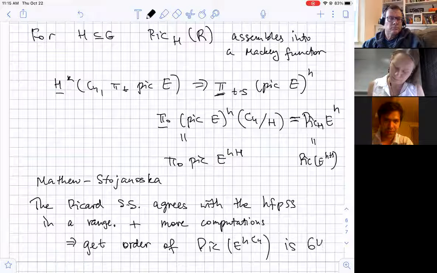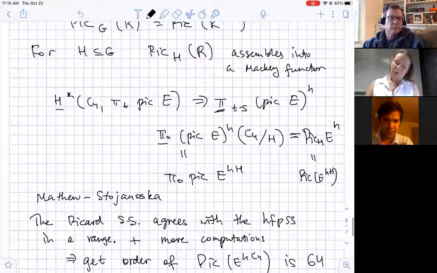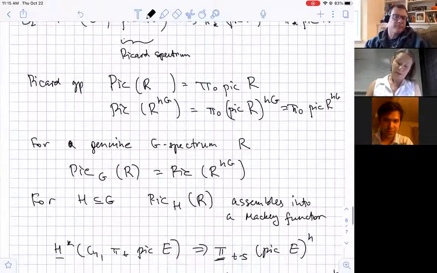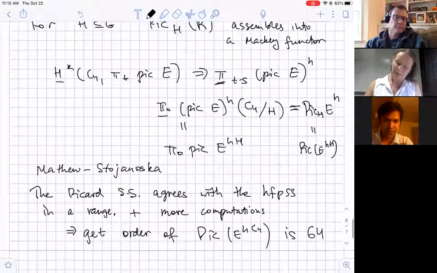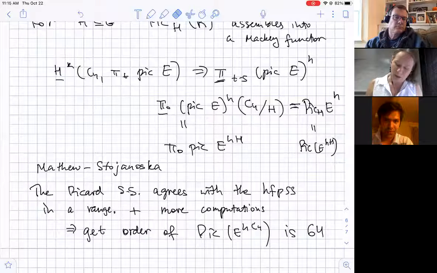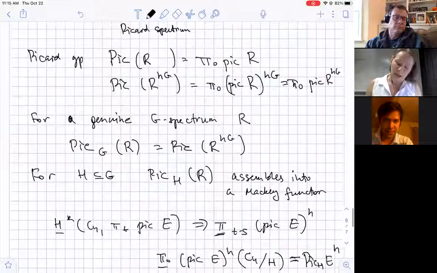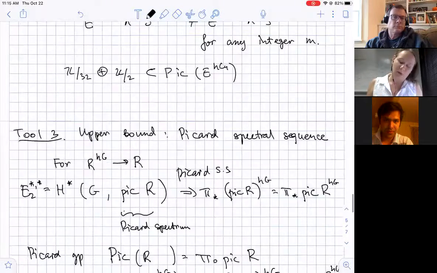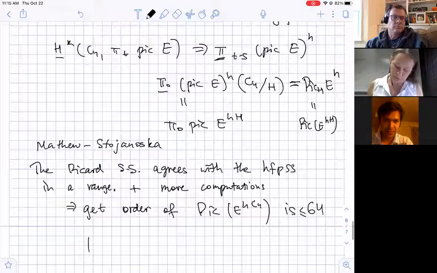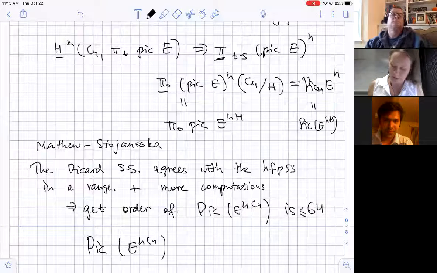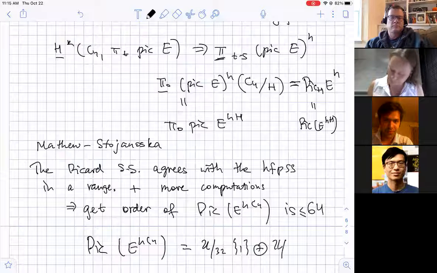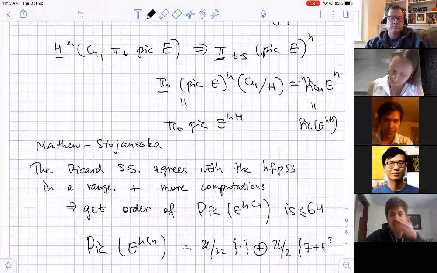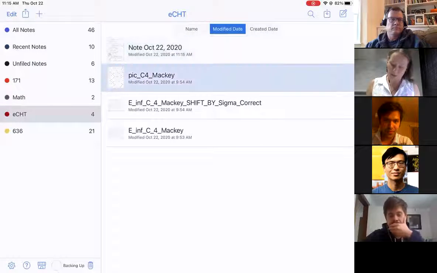Okay, so the largest it can be is 64. Actually, sorry, we don't get that. We get that the order is less than or equal to 64. But we already know that we have to have at least 64 from this. Okay, so that concludes that Pic is actually that. And I'm done. I just want to show you a picture.